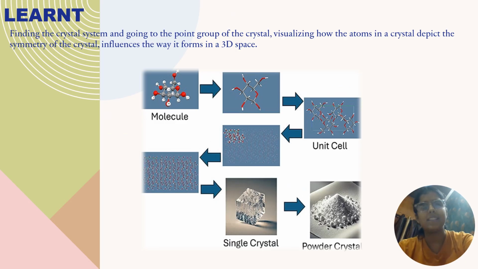From this exercise we have learned how to find the crystal system of a given crystal structure and go to the point group of the crystal, visualizing how the atoms in the crystal depict the symmetry of the crystal and influence the way it forms in 3D space.